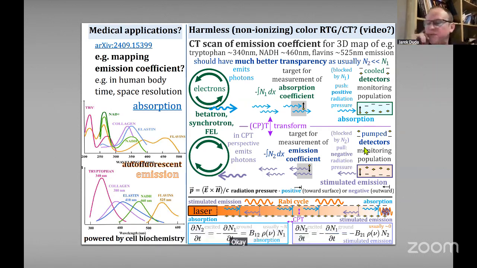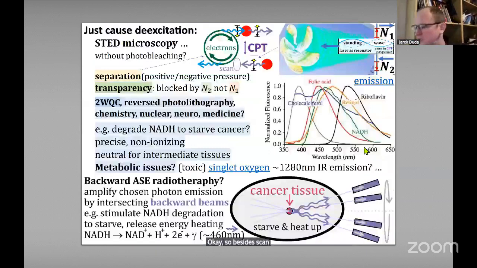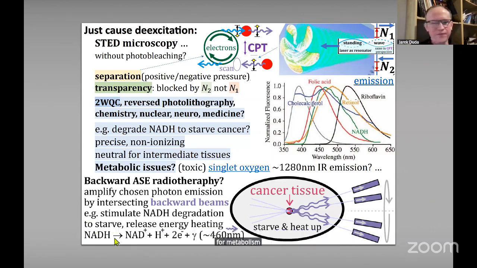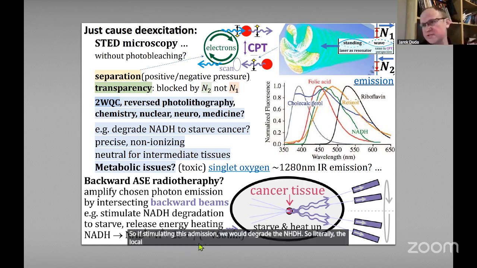Okay, so besides scanning, also medical radiotherapy, where we would like to use this negative radiation pressure to stimulate emission. So we could stimulate emission of, for example, this NADH, which is crucial for metabolism. So by stimulating this emission, we would degrade the NADH. So literally, the local tissue would be starved.